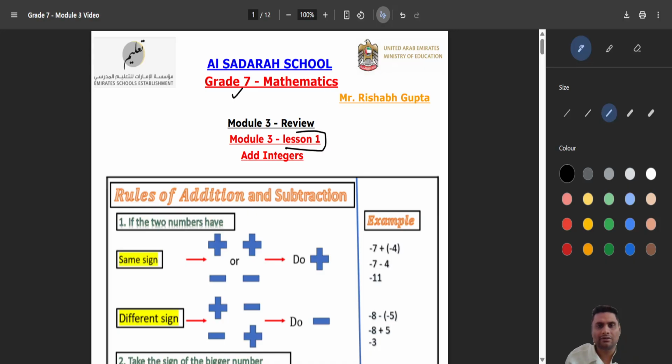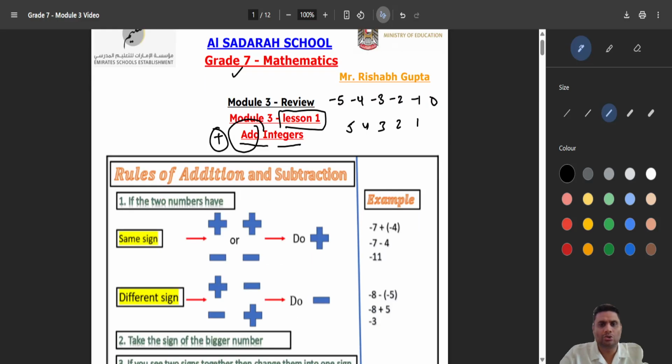Lesson number 1. The name of the lesson is add integers. Add, yani jayad, plus, and integers, yani all the positive and negative numbers without any decimal, without any fraction. For example, -5, -4, -3, -2, -1, 0, 1, 2, 3, 4, 5, 6, 7, 8, 9, 10, like this. We call them integers. So in this lesson, we have to add the integers.